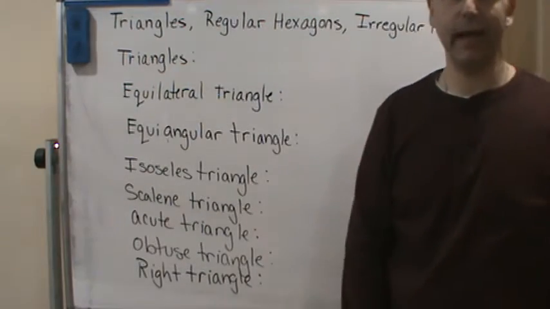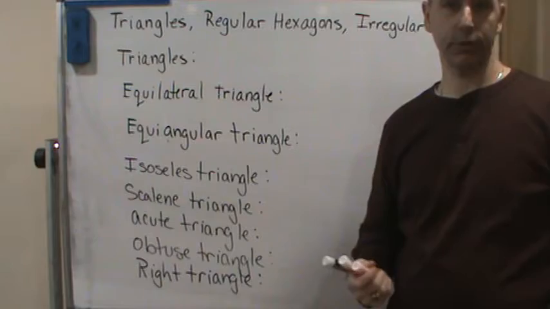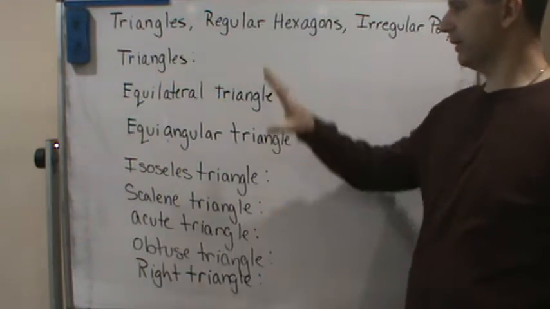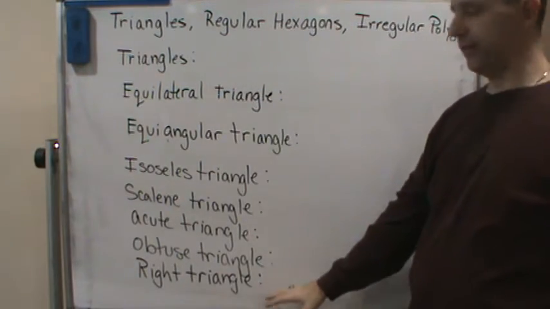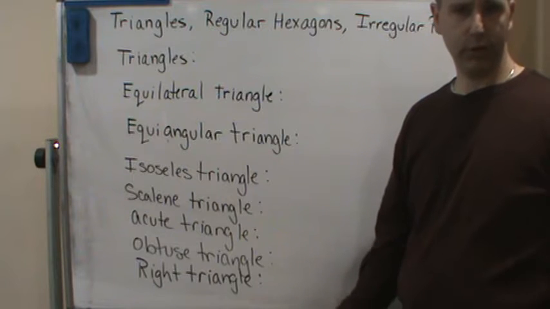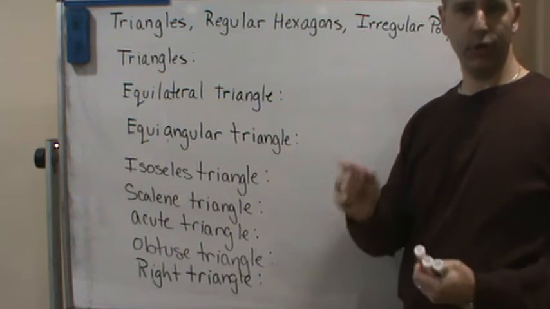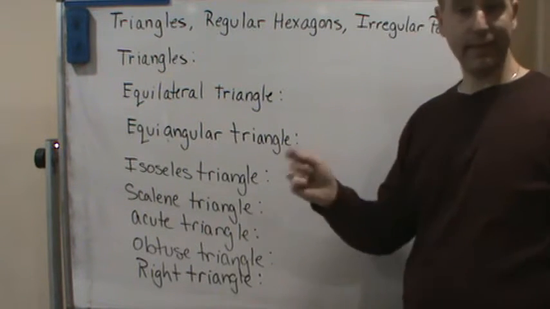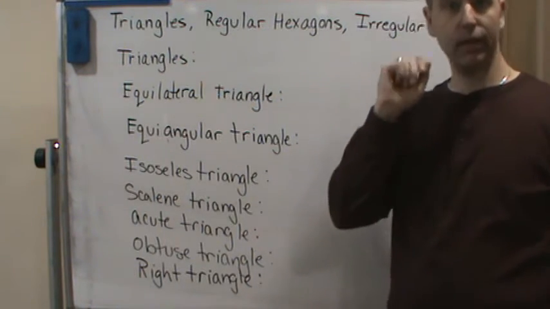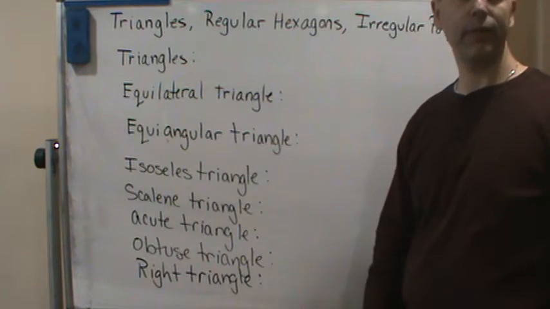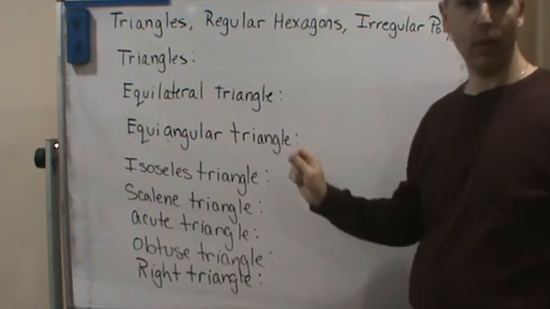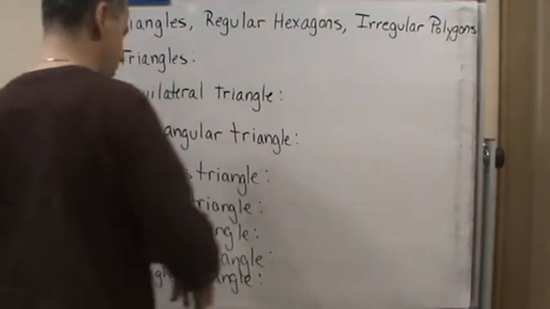Okay, so welcome back, and now what we're going to do is start talking about triangles. I'm going to define all of the different types of triangles you can come across, and you're going to write this down. So if you're taking notes, then pause and write down the things that I say. I'm not going to take the time to write things out, just so you know.